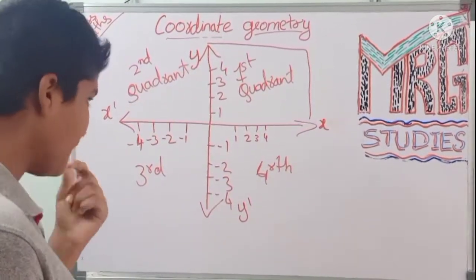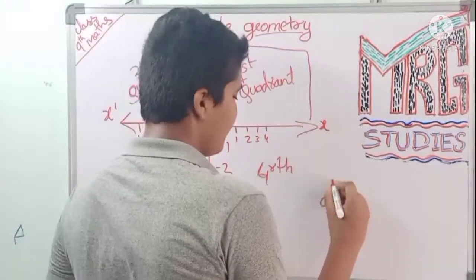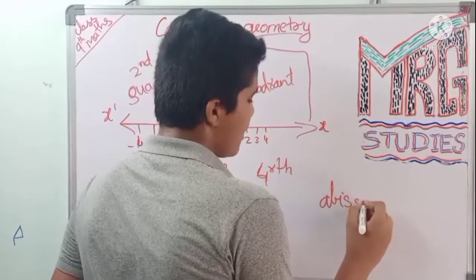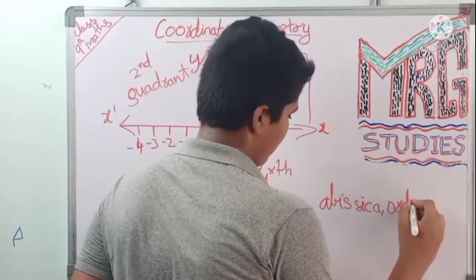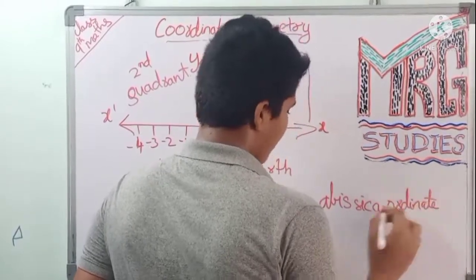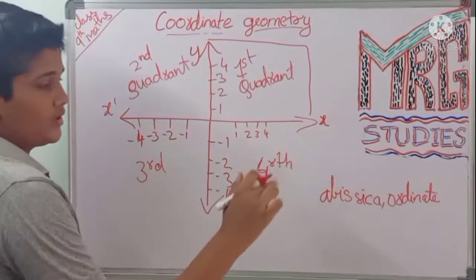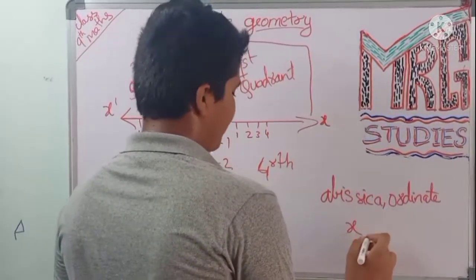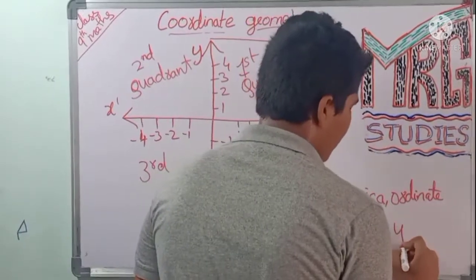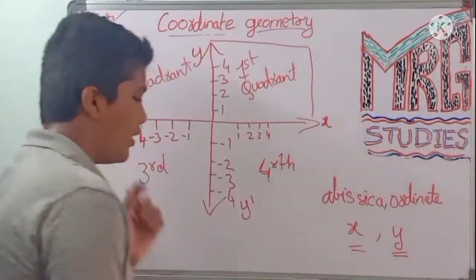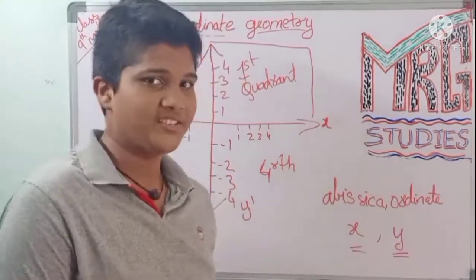Now in this you should know the first one is abscissa and ordinate. Okay friends. So what does abscissa mean? This is the x-axis. Abscissa is the x-axis and the y-axis is the ordinate.